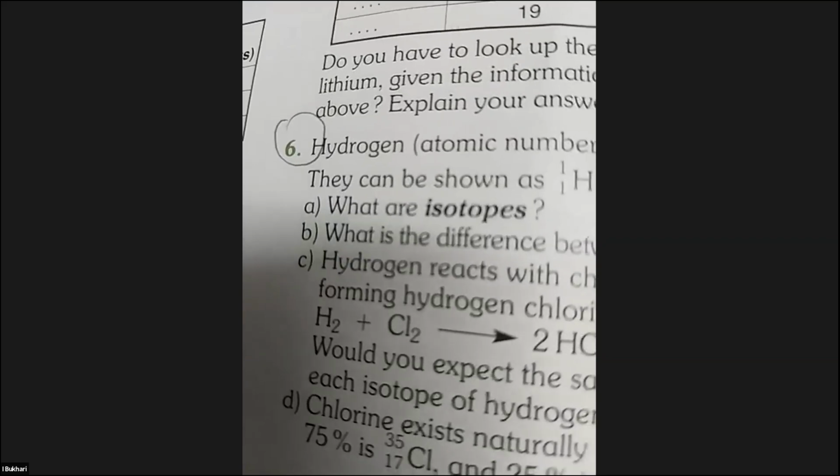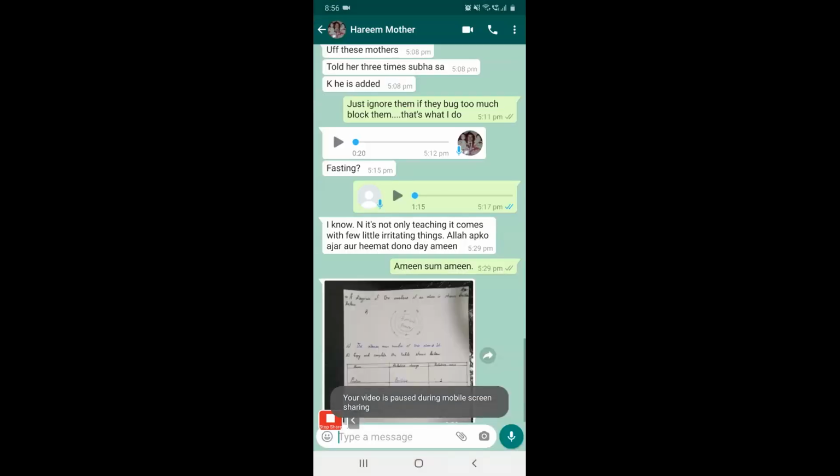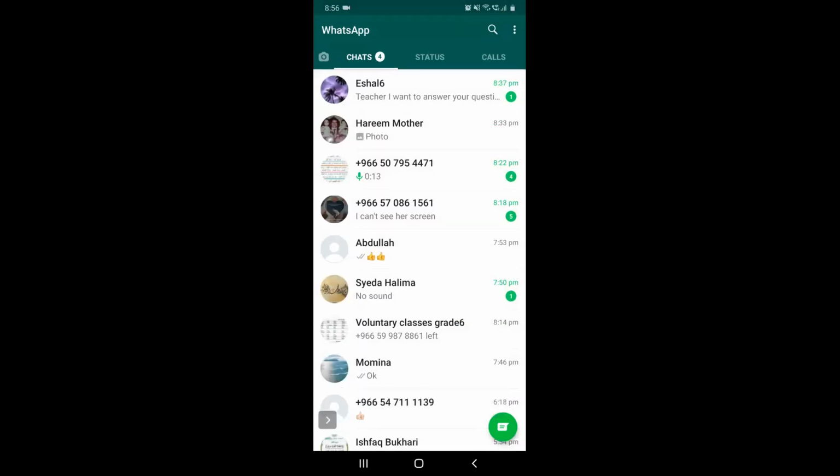So let's do one question from your book on this, and let's see if you understand it. Let's do this question. I'm sharing my screen. This question: hydrogen, atomic number 1, has 3 isotopes. They can be shown as hydrogen 1,1, hydrogen 2,1, hydrogen 3,1.